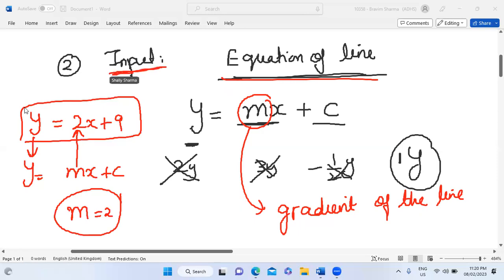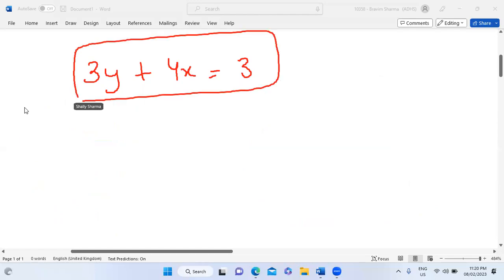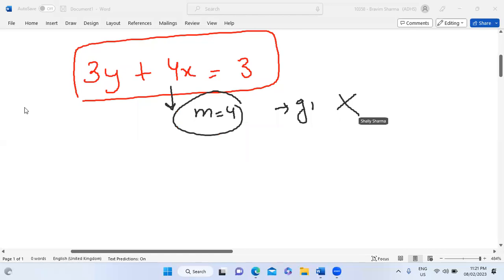Now, this was a simple case, where the equation is already given in the form y equals mx plus c. But let's say one equation is given as 3y plus 4x equals 3. I have to find the gradient of this line. Now, don't just consider that m equals 4 here, the coefficient of x, and that this will be the gradient. No. The equation first should be in the form y equals mx plus c, which is not the case here. So first I need to make it in this way.